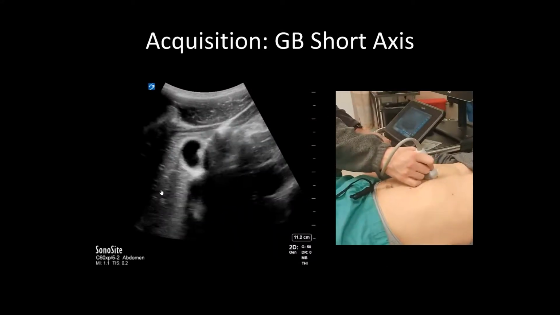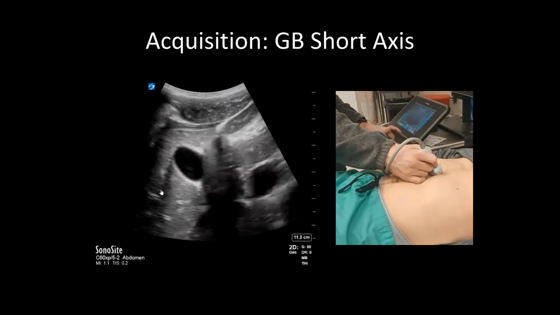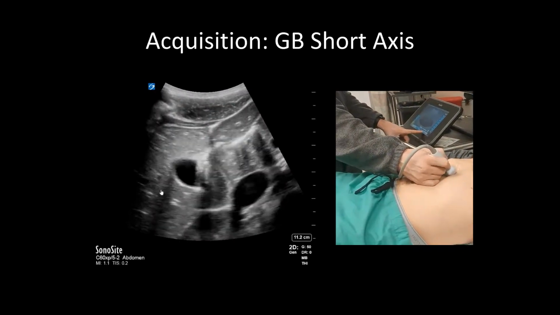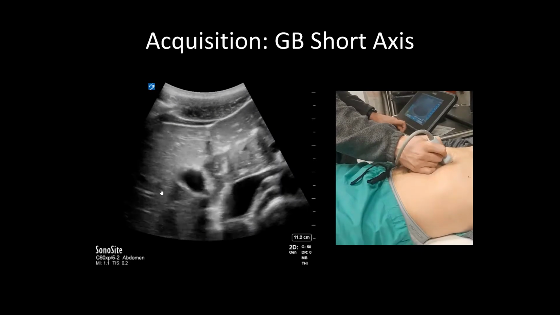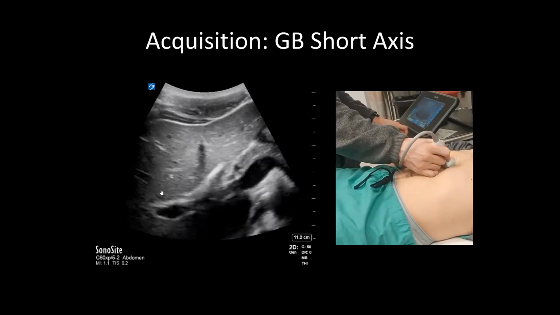Once the provider is done interrogating in the long axis, they will rotate the probe 90 degrees with the leading edge towards the patient's right and fan through the gallbladder in short axis.